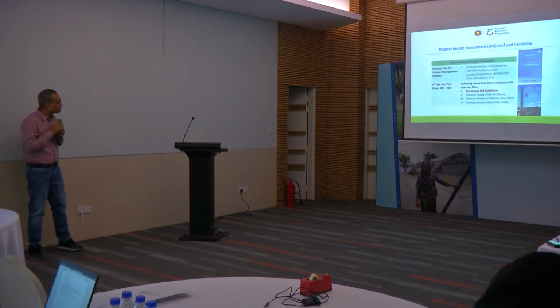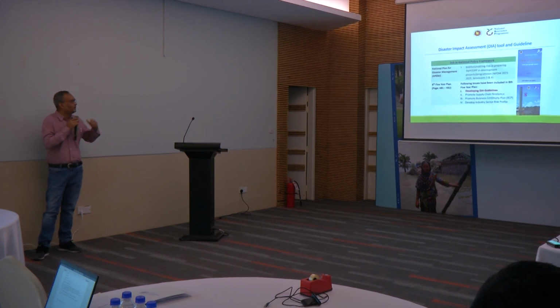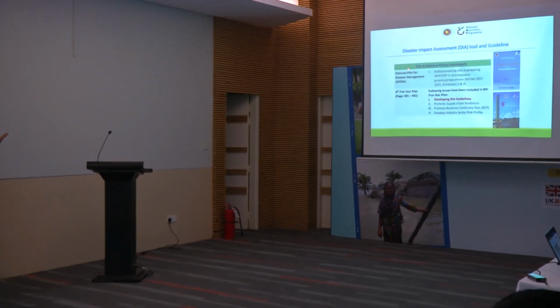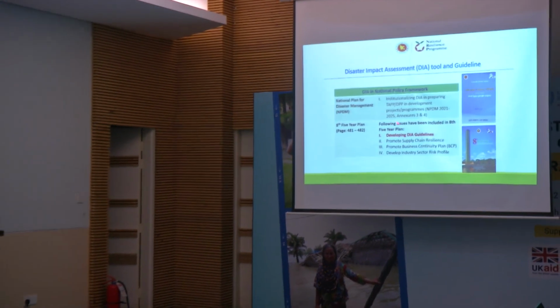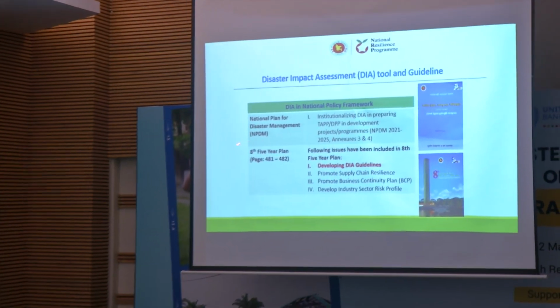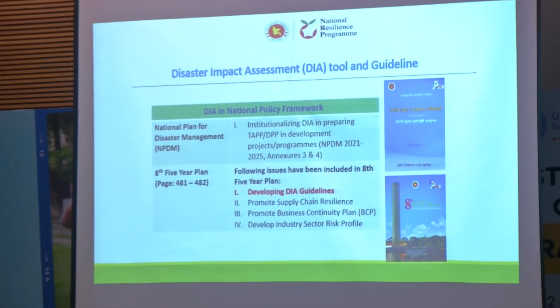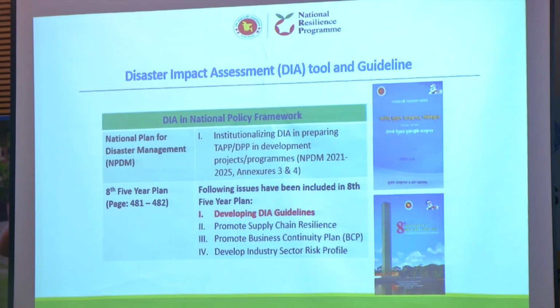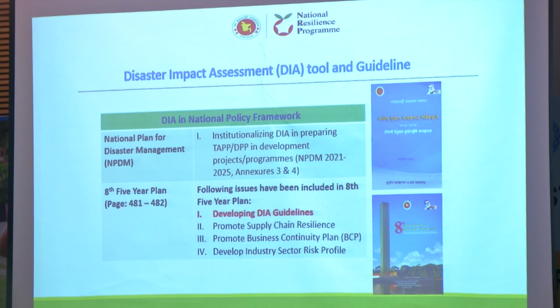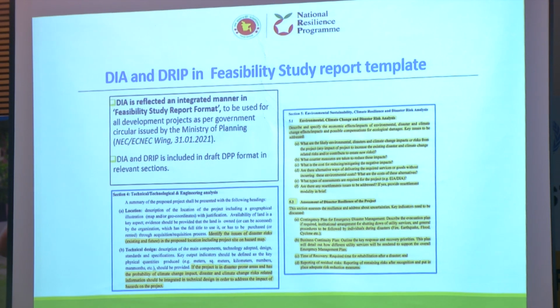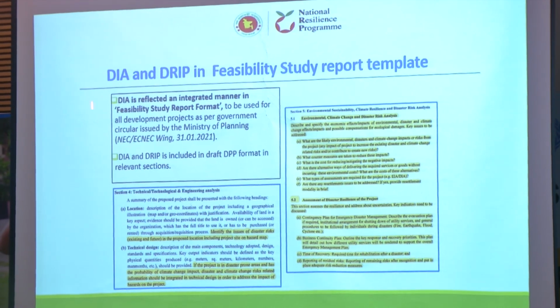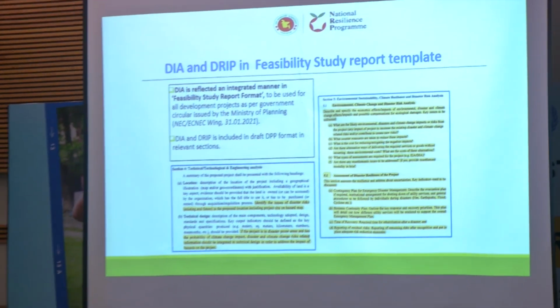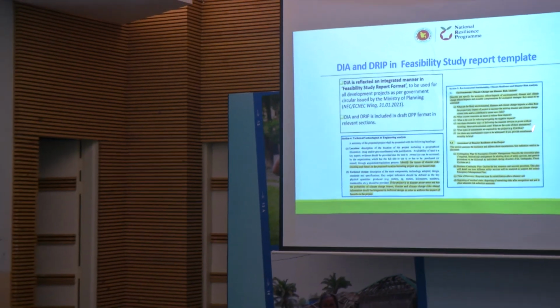Next slide. And also DIA and DRIP issues, the Disaster Risk Information Platform, are in the 8th Five Year Plan, and also the NPDM, National Plan for Disaster Management. So you will find both these tools. So the DIA tool has a strong foothold in national level policy, programs and plans. Next slide. So it is already integrated in the feasibility study report template. So this is nothing new, but in a sense it is also a bit new.